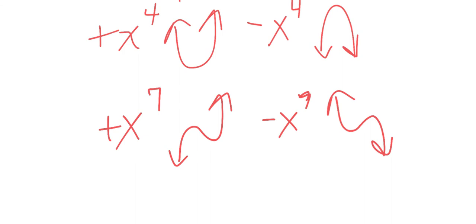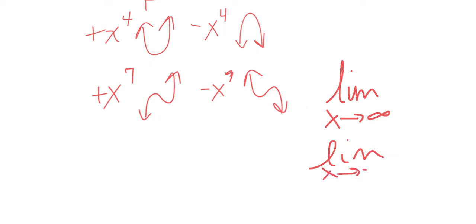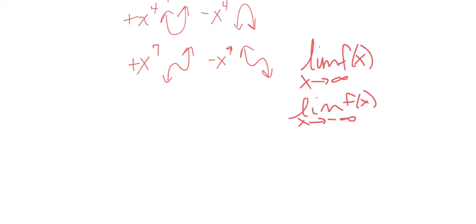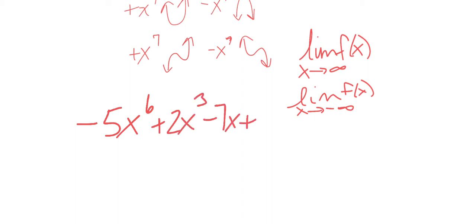Why is this important? Because when I start asking you questions like limit as x approaches infinity, limit as x approaches negative infinity of these kind of functions, we're not going to go to our calculator. I could certainly give you something like negative 5x to the 6th plus 2x to the 3rd minus 7x plus 2. I don't know what that looks like, but I could certainly answer both of these questions. Call this f of x.